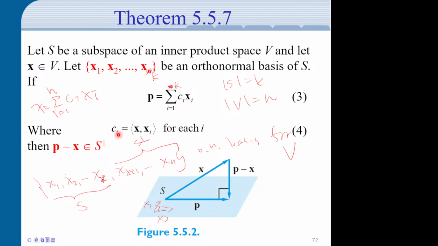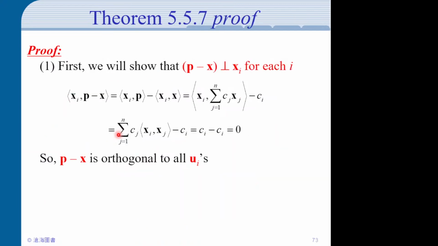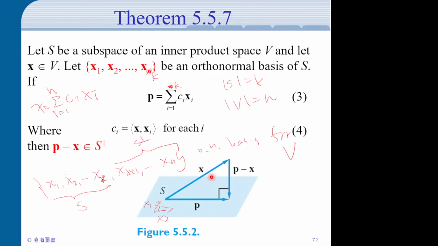This is so funny. Okay. So now this is just wrong. So P minus X is orthogonal to every Xi here. Okay. And so basically we say P minus X is orthogonal to every basis element inside S, and it will be orthogonal to everything inside S, including this P.